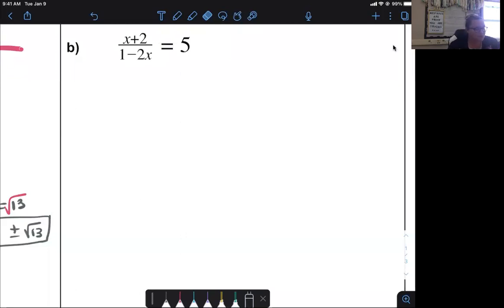You have x plus 2 over 1 minus 2x is equal to 5. Multiply both sides by your common denominator, cancel what you can, solve for x. Go ahead and give it a shot.